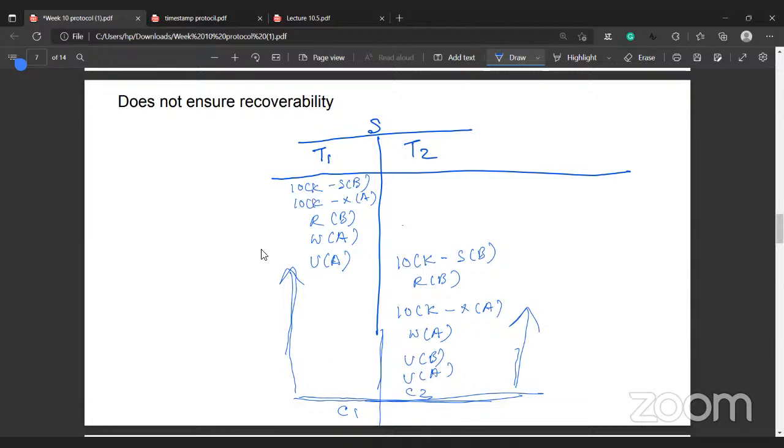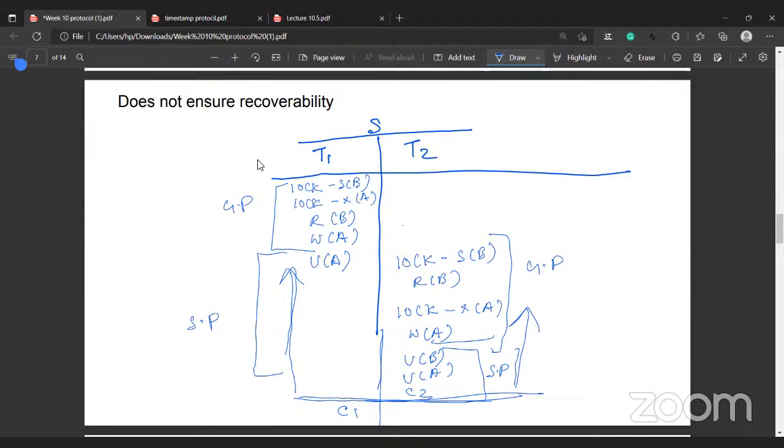You can see that this schedule follows 2PL. This is the growing phase for transaction T1, and this is the shrinking phase for transaction T1, and this is the growing phase for transaction T2, and this is the shrinking phase for transaction T2. You can see that it follows the 2PL locking protocol, but it does not ensure recoverability. So everyone got it? Yes, sir.